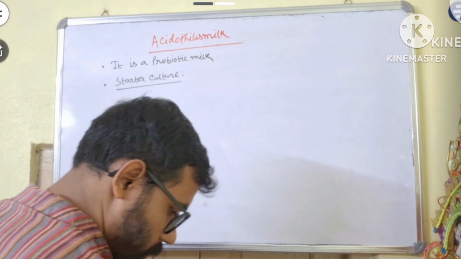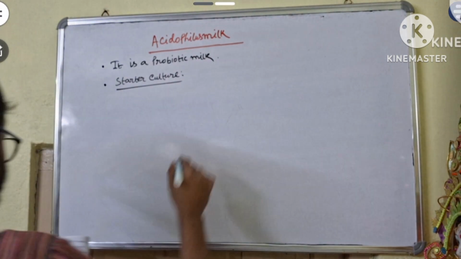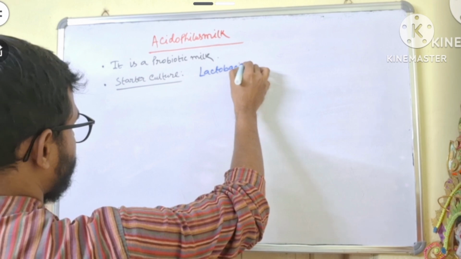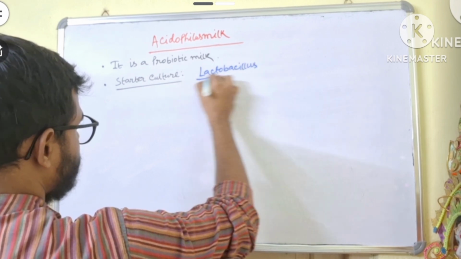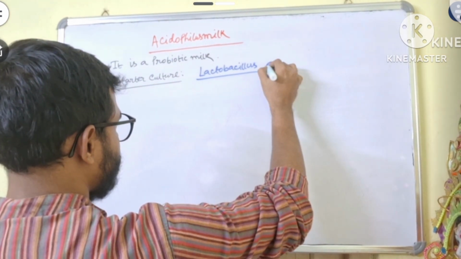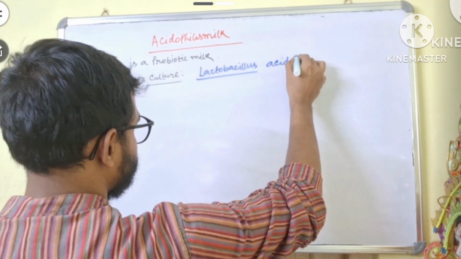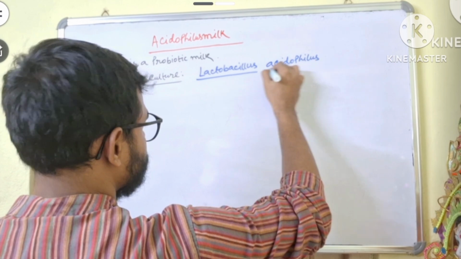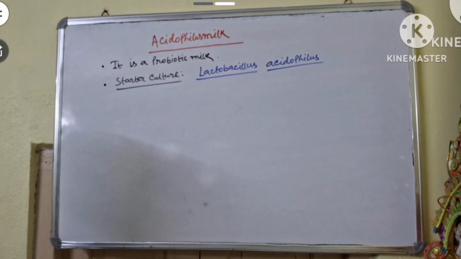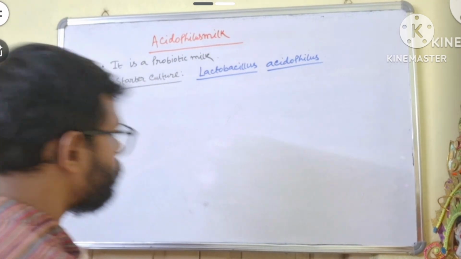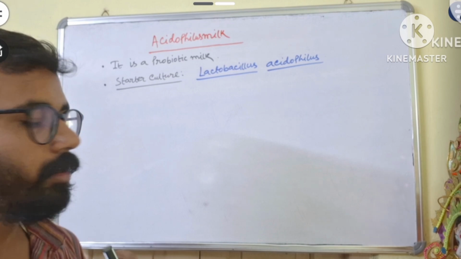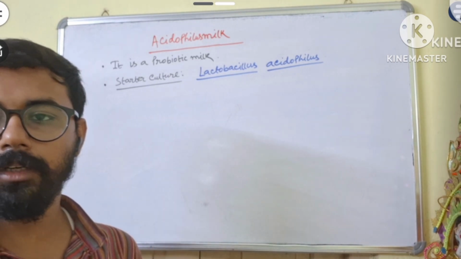Lactobacillus acidophilus. The name of the bacteria is Lactobacillus, as it is a component of acidophilus milk. The species name is acidophilus. Lactobacillus acidophilus: is it a homofermentative or a heterofermentative bacteria?